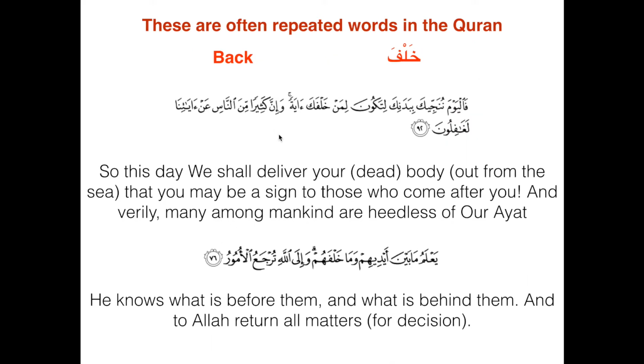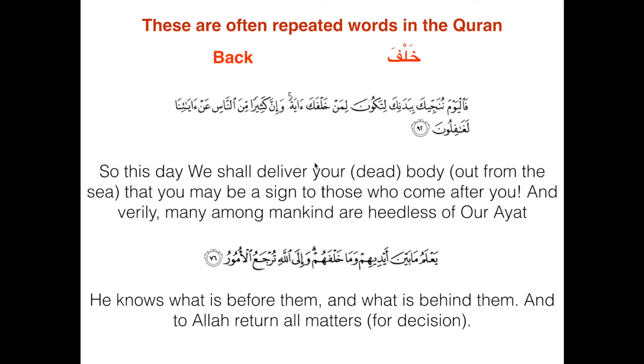Khalfa, back. What is back over here? Khalfa means behind or back. So let's look at this ayah about Fir'aun. Allah subhanahu wa ta'ala says, فَالْيَوْمَ نُنَجِّيكَ بِبَدَنِكَ لِتَكُونَ لِمَنْ خَلْفَكَ آيَةً. So this day we shall deliver your dead body, that you may be a sign for those who come after you. Khalfa means behind.